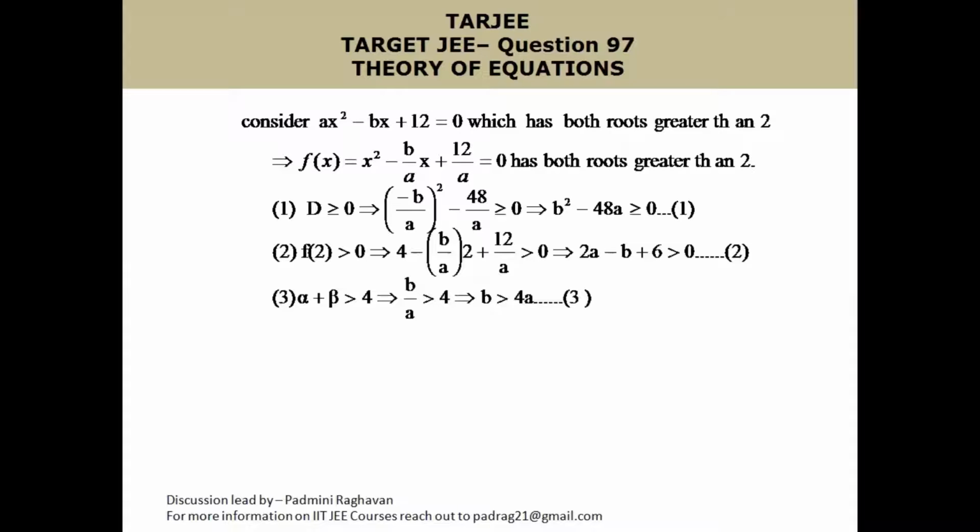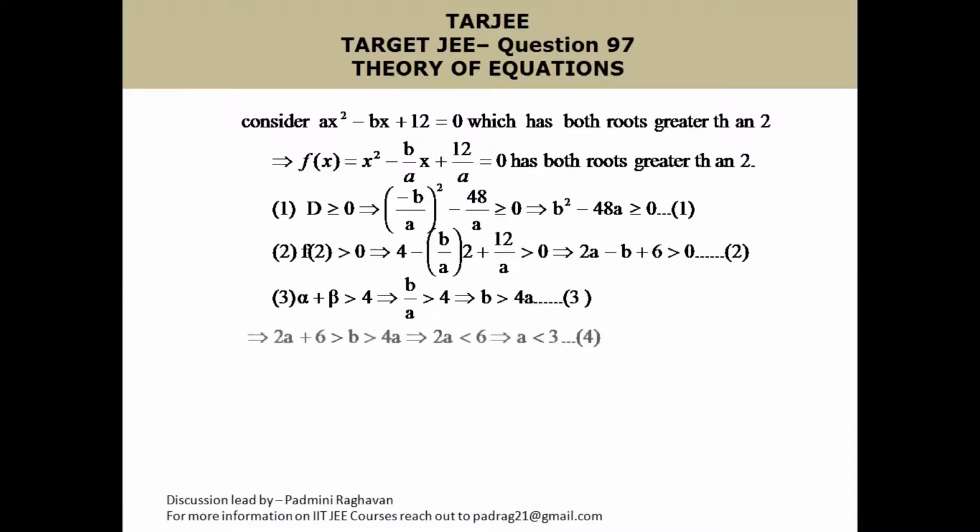A is a positive integer, so we can multiply both sides by a. The inequality remains the same: b > 4a. We need to find out positive integer values of a less than or equal to 10, and positive integer values for b less than or equal to 10, which satisfy all three inequalities.